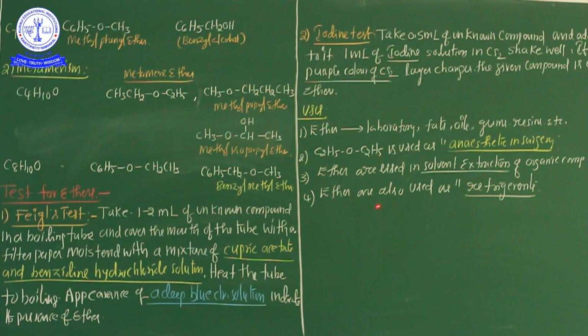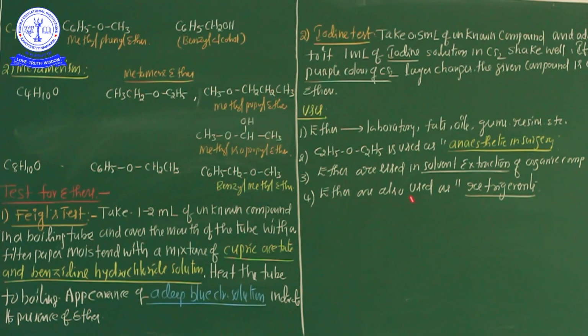So finally, uses of ether. Ether is easily used in laboratories and in the manufacturing of oils, gums and resins, etc. Another important one: diethyl ether is used as a general anesthetic in surgery. This is the most important anesthetic in surgery. Third point, ethers are used in the solvent extraction of organic compounds. Fourth, ethers are also used as a refrigerant. These are the uses of ethers.